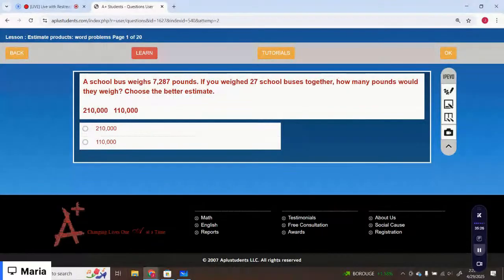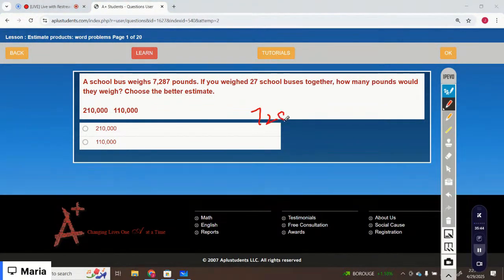A school bus weighs 7,287 pounds. If you weighed 27 school buses together, how many pounds would they weigh? Choose the better estimate. Okay, 7,287 and then 27. So you need to round to the nearest. 7,287 would be rounded to 7,000. And then we have 27. 27 is rounded to 30.